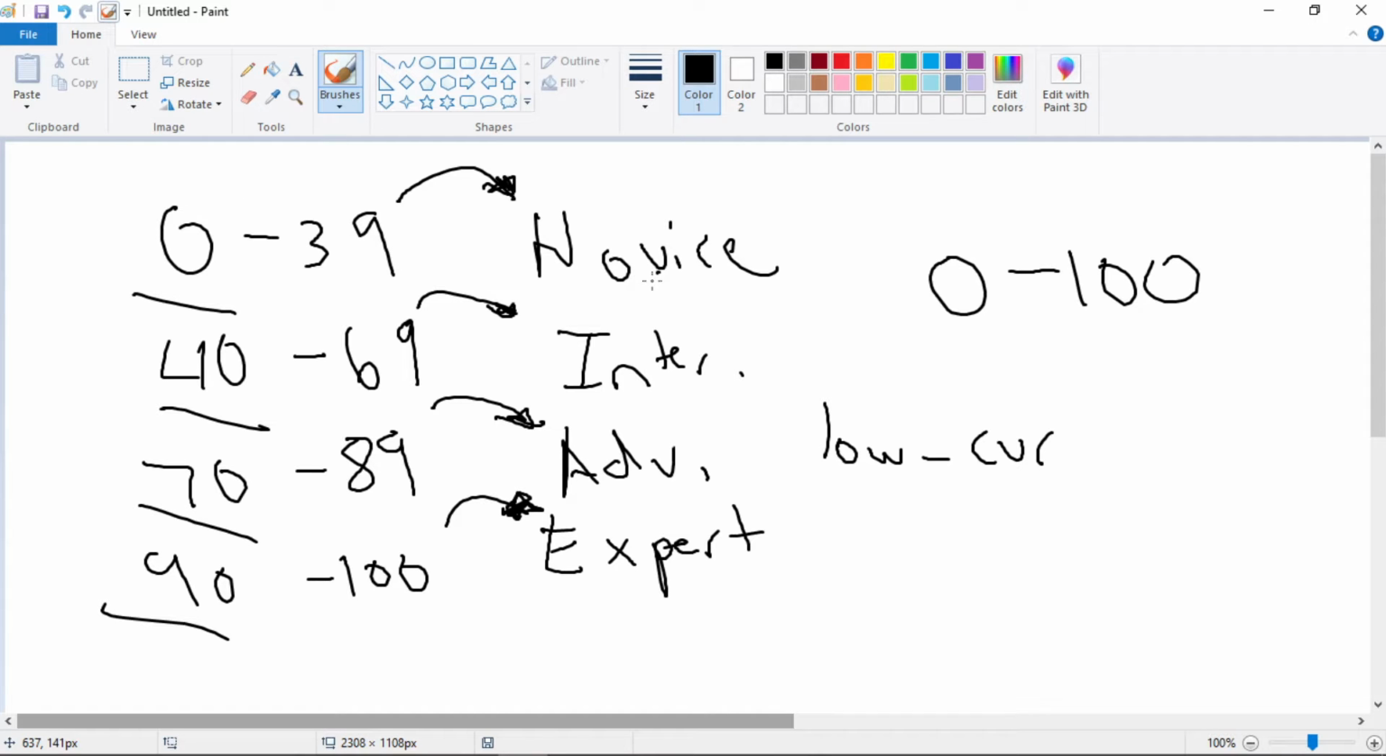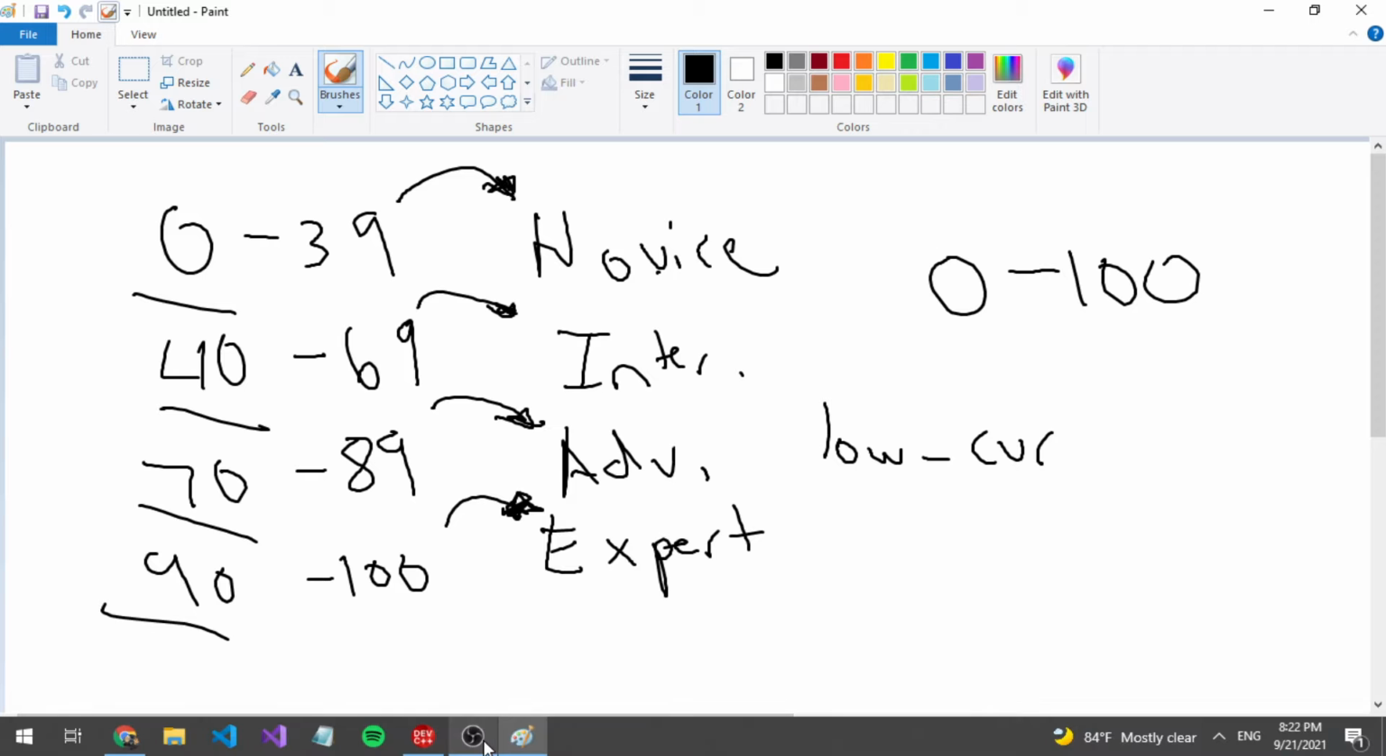And the biggest problem was that people sometimes were considering 40 within some of their ranges, or 70 in intermediate, or 80 or 90 in advanced. And that was the biggest problem.